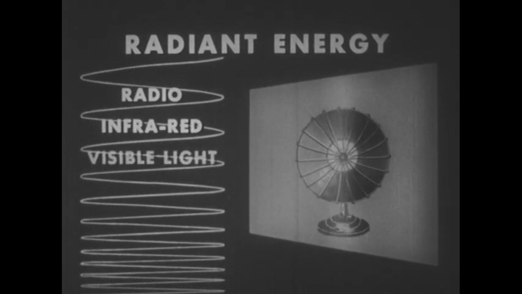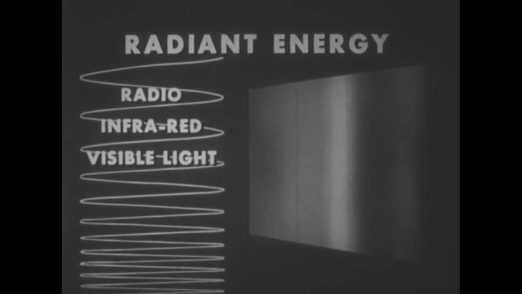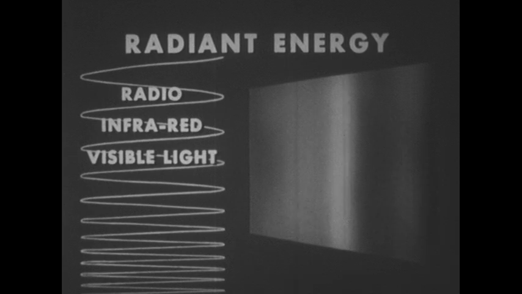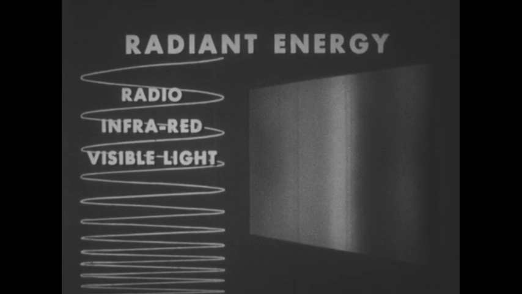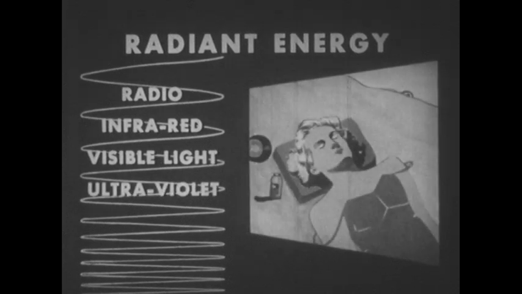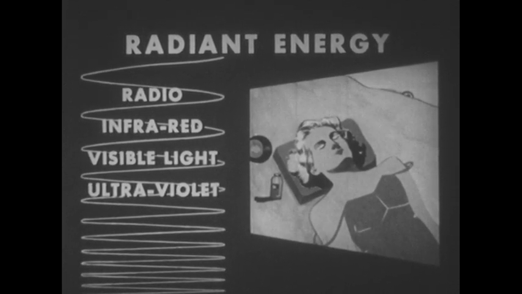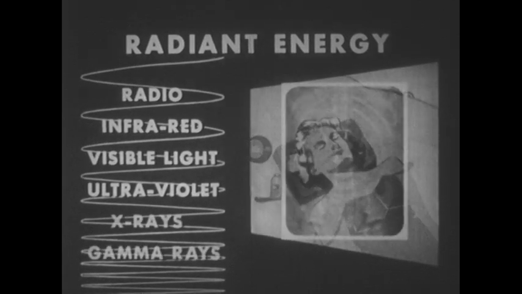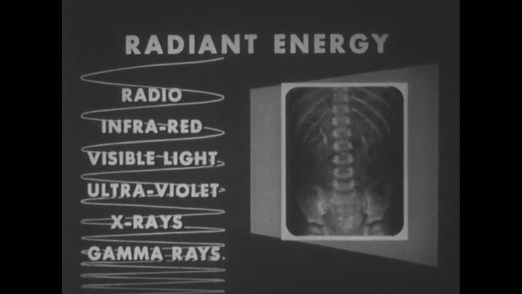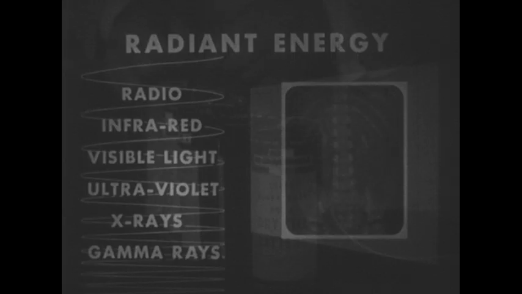Still shorter are the waves of visible light, from the longer red rays through the spectrum to violet. Ultraviolet, such as the tanning rays of the sun, is energy with an even shorter wavelength. X-rays and gamma rays can travel through opaque objects and are extremely short, about 1/1000th of an inch. All these waves are forms of radiant energy.